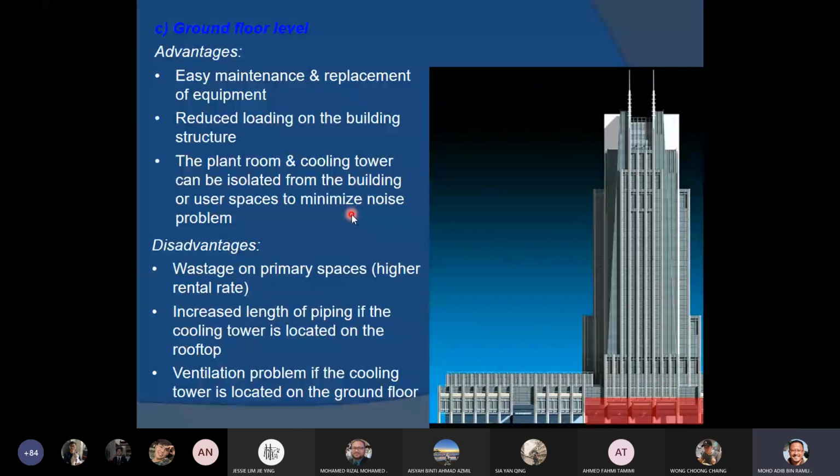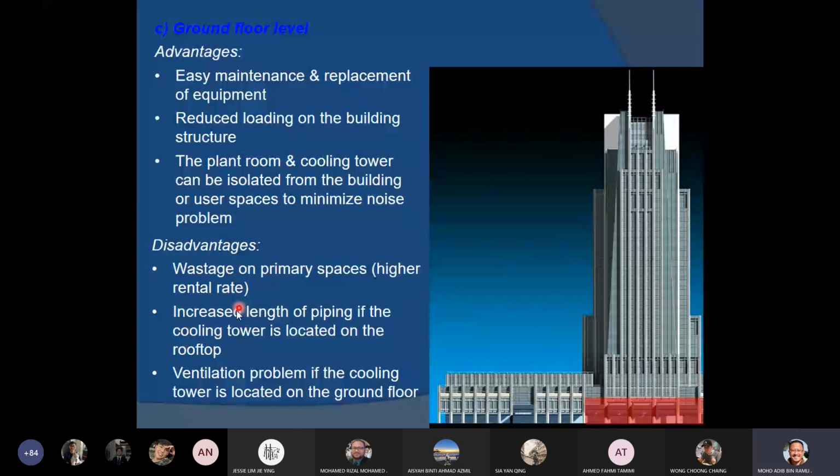The plant room and cooling tower can be isolated from the building or user space to minimize noise problem. So you can tuck away this refrigeration plant, if possible, far away from the public place, right? But the disadvantage, the main one, is the wastage on primary spaces. Like I mentioned earlier, higher rental rate. So instead of placing the refrigeration plant on the ground floor, that similar place can be leased out, okay, to a tenant or something.